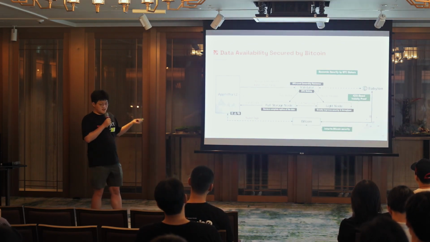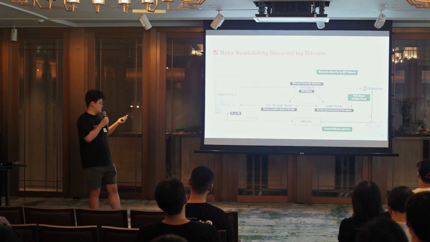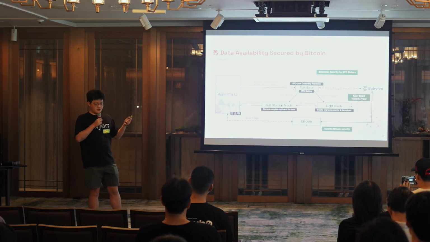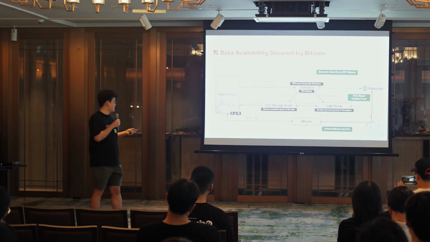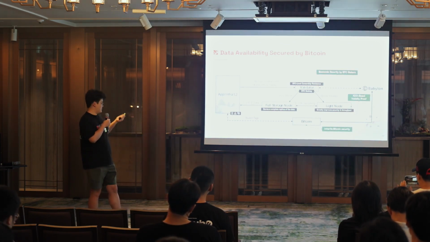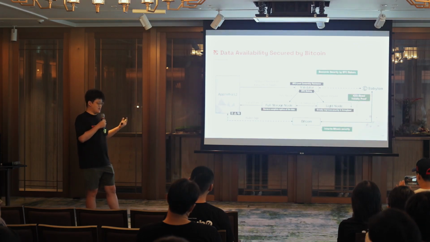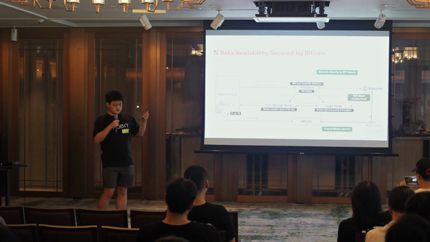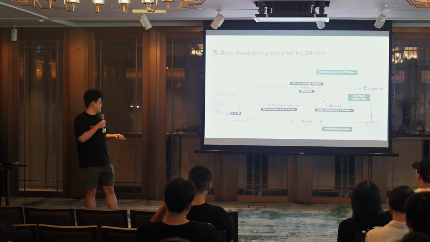And for the DA part, we also have the full node, which you can think of as a full replica of all the data published to Nubit. And we also have the light node, which will perform DA sampling with the validator and the full node, which ensures the availability of the data.